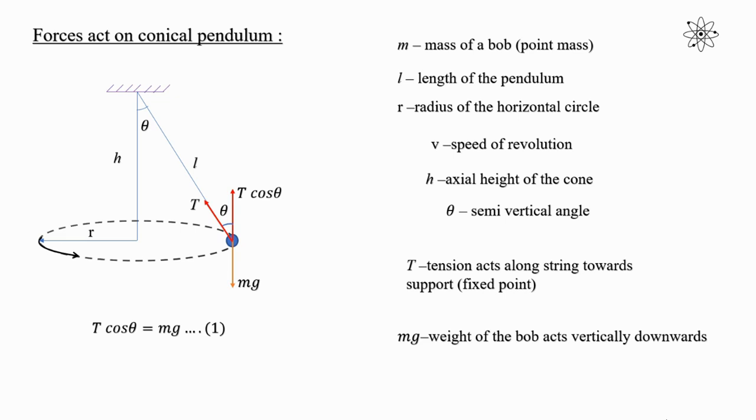Now let's see the horizontal component of the tension, which is T sin theta. As you can see, students, this T sin theta is directed towards the center of the circle. Hence, this T sin theta component of the tension provides the necessary centripetal force for the revolution of the bob. This T sin theta component balances the centrifugal force. Hence, we can write T sin theta equals mv square upon r.